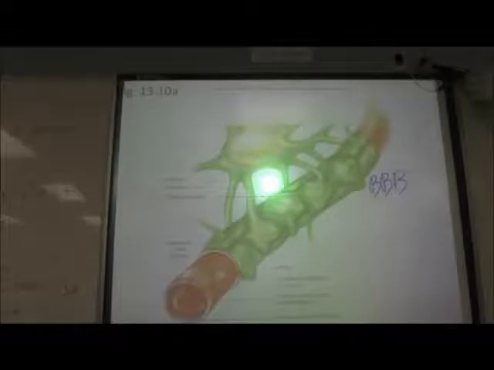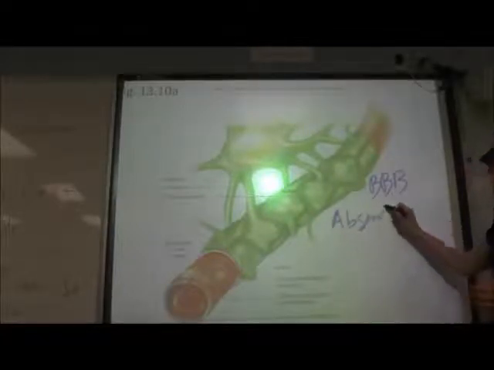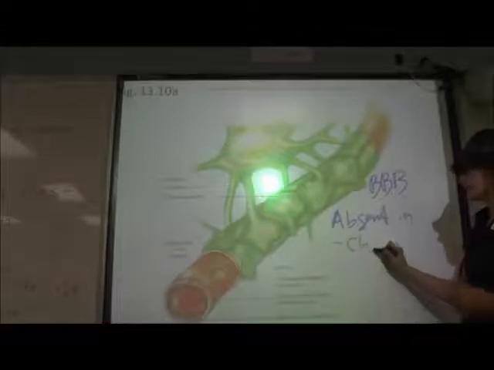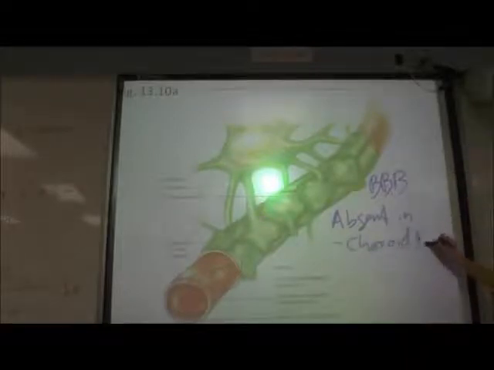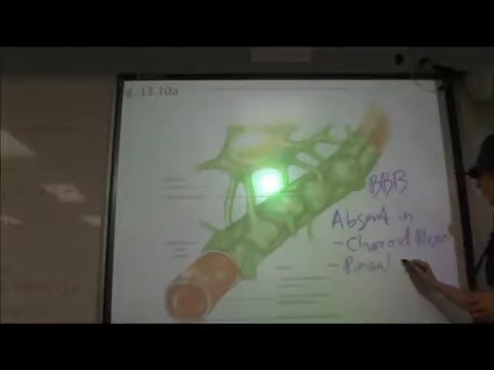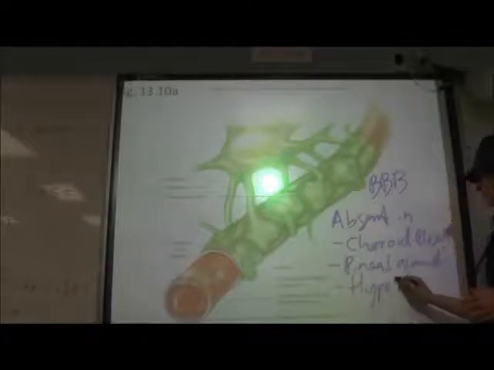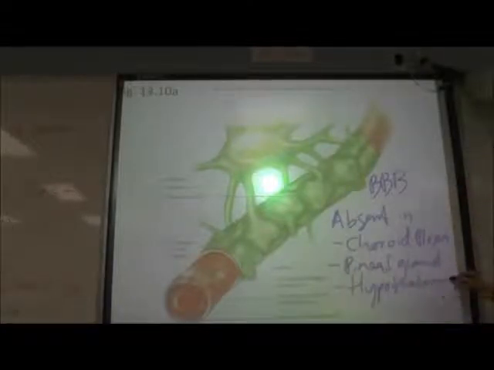So the only places in the brain that are missing blood-brain barrier are places where we have to have contact with the blood. So we'll say it's absent in the choroid plexus, but it's also absent in the pineal gland, and it's absent in the hypothalamus. So our glands, our endocrine glands, release their product into the blood. So these are both endocrine glands. They've got to be able to have access to blood so they can release their product into the blood.